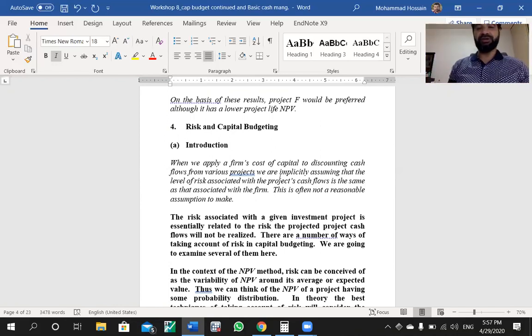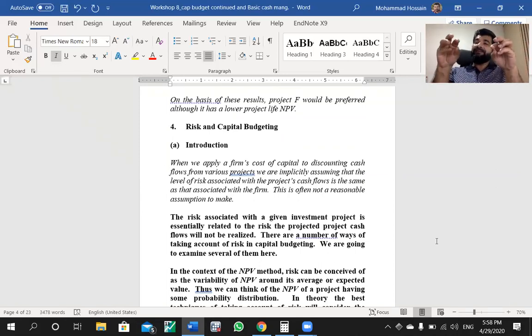We're using the firm's cost of capital to discount the cash flows from various projects. So let's say you have a new project. Your farm is doing very good, a very nice farm, not much risk involved with the farm. In this situation, you are going for a new project, and we are assuming the new project risk and the farm risk are the same.